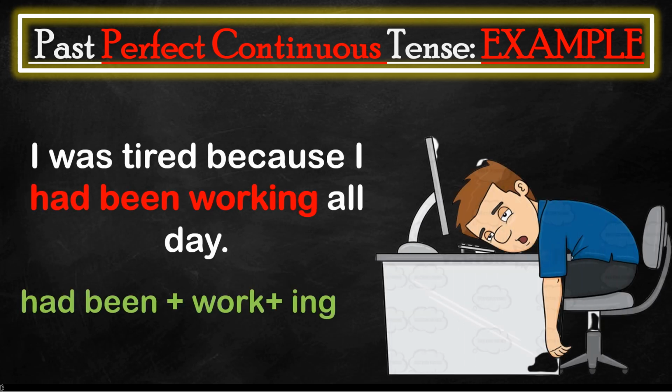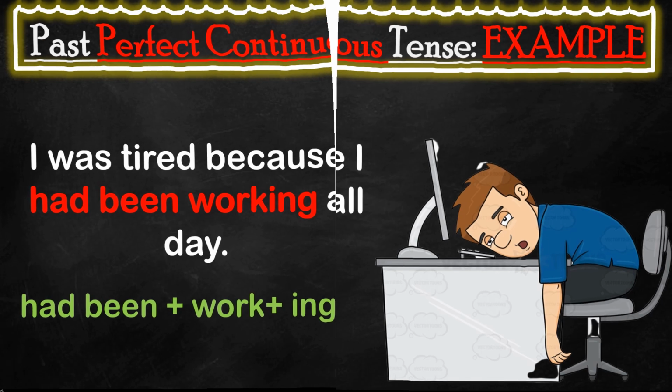Here is an example for you of past perfect continuous tense. This boy seems really tired. He says, I was tired because I had been working all day. So here the words had been working are examples of past perfect continuous tense.